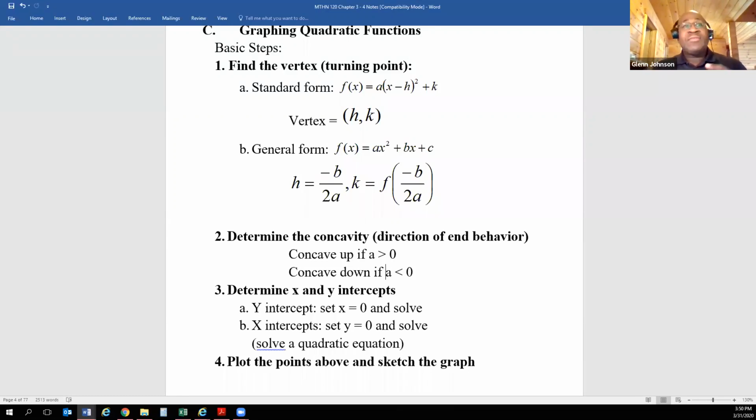Now, once you have the vertex, the concavity, and you know the intercepts, that's going to be more than enough information for you to sketch a good graph of the function. And so then you just simply plot the points, the vertex, the intercepts, and then sketch the graph.